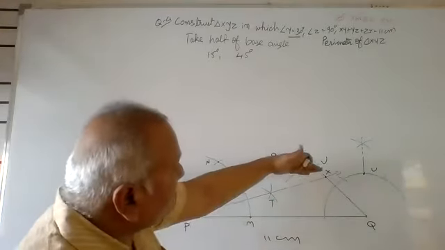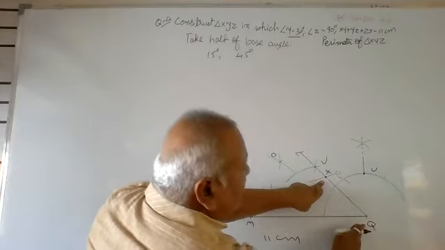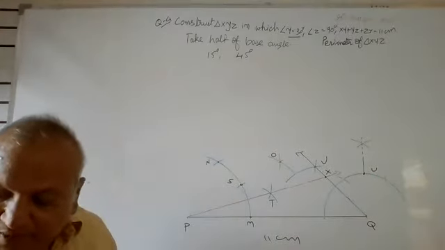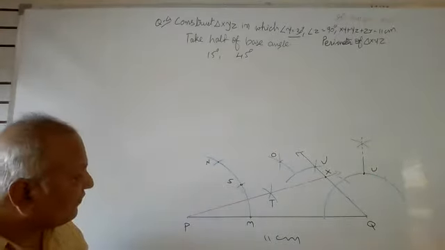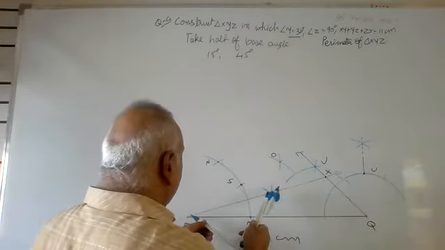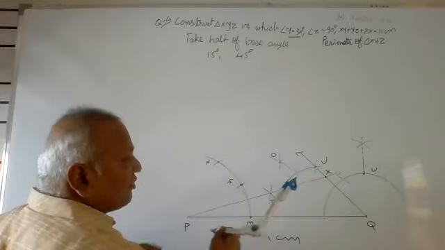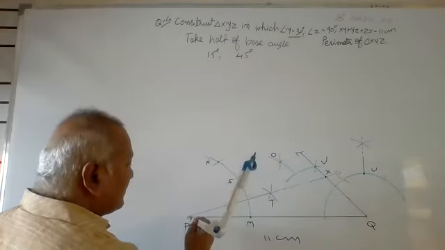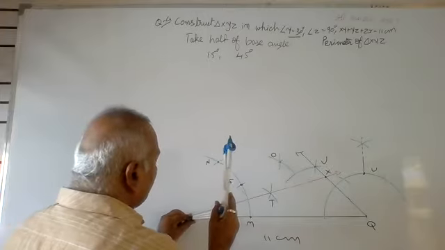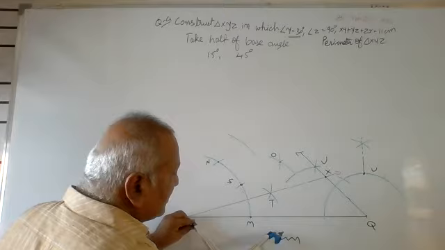Now we have to construct the perpendicular bisector of XP and the perpendicular bisector of XQ. For that I will take more than half of PX. Friends, concentrate. One arc upside from P, the other arc downwards from P.